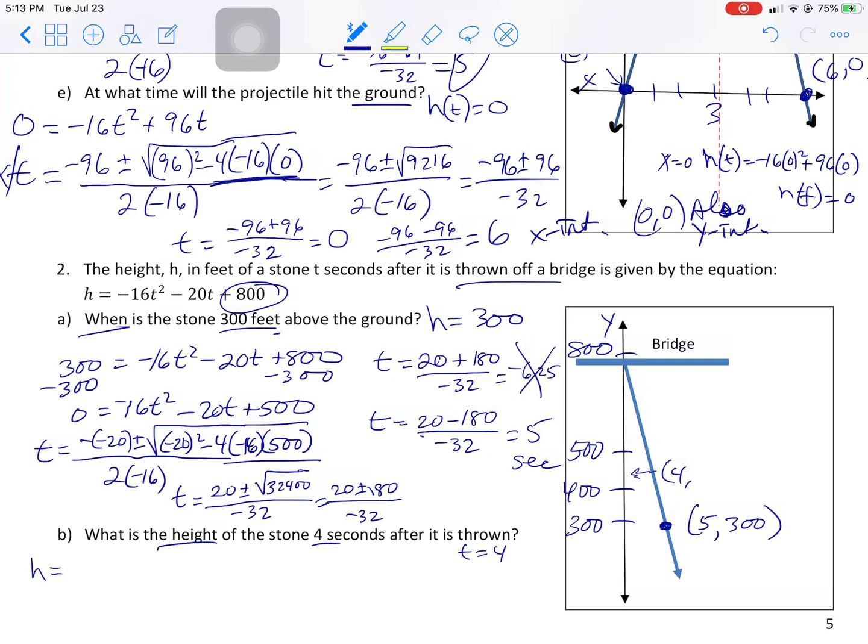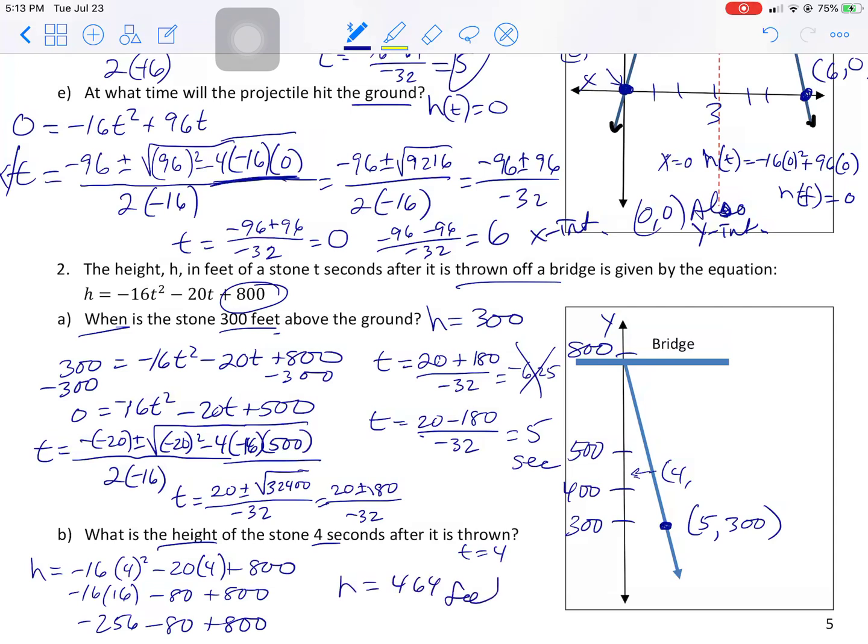So h equals, we're going to go ahead and put the 4 in, negative 16. This one wasn't in function form, so I don't need to put the 4 with the h. I just need to put it in here. So this is negative 16 times 16, so this is negative 256 minus 80 plus 800. Apparently that's going to crunch out to 464 feet.